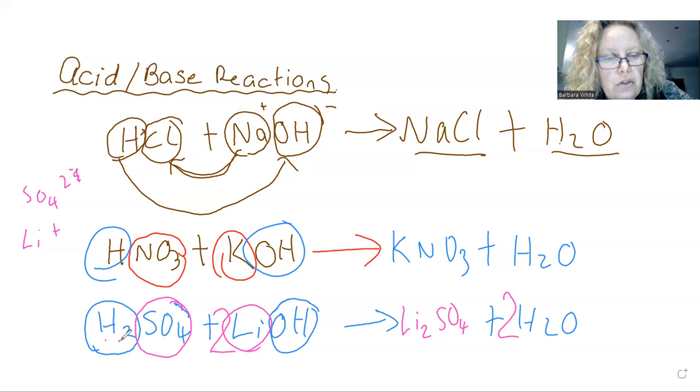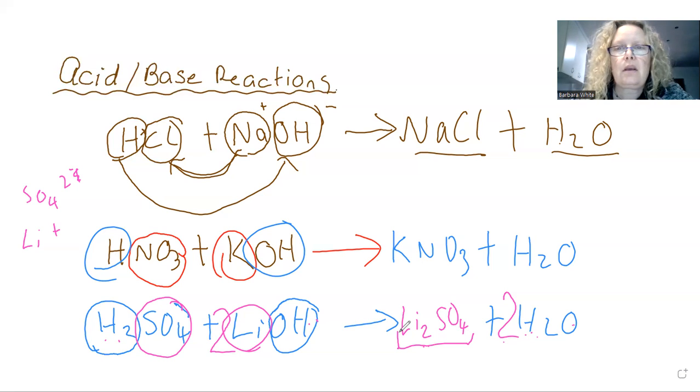I've got 1, 2, 3, 4 H's on that side, 1, 2, 3, 4 on that side. We've got an SO4 there and an SO4 over here. We've got 2 lithiums over here and 2 lithiums over here. And 2 O's over here and 2 O's over here. So that's balanced. So that's why you needed to learn to write the salts and to balance the equations. And all the other common reactions that we're going to do are just as straightforward as that. So have fun.